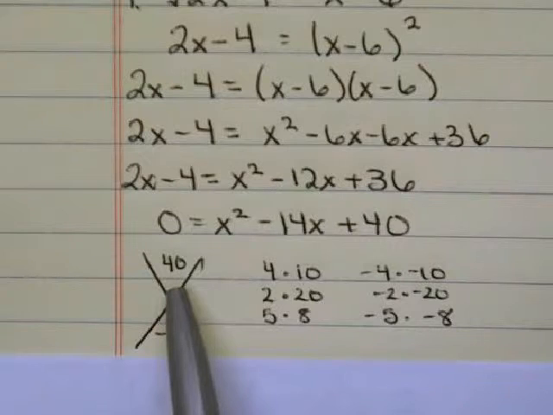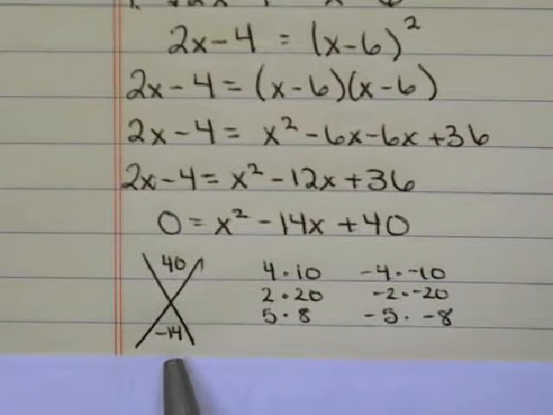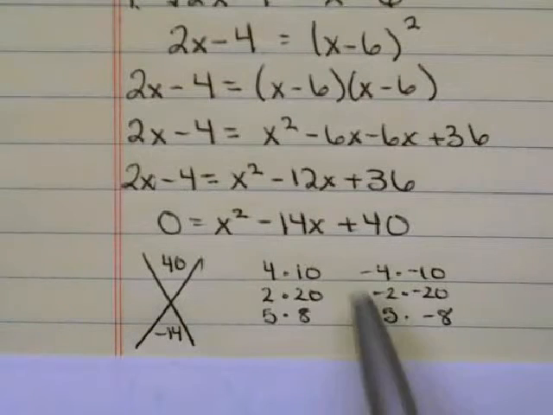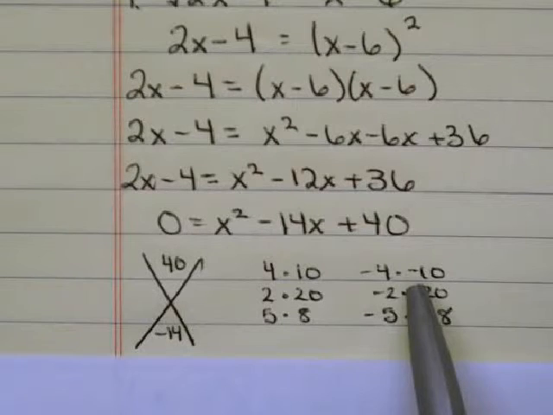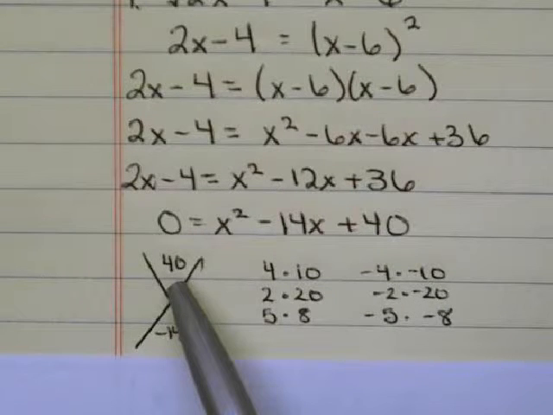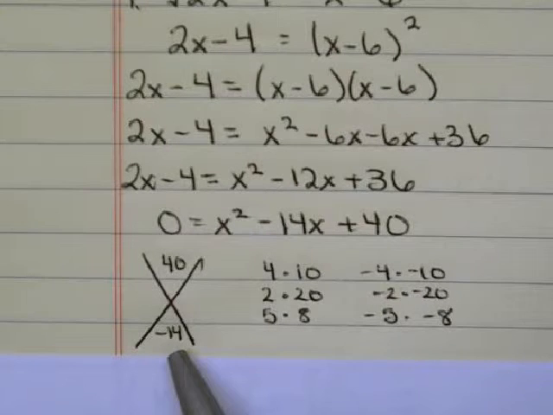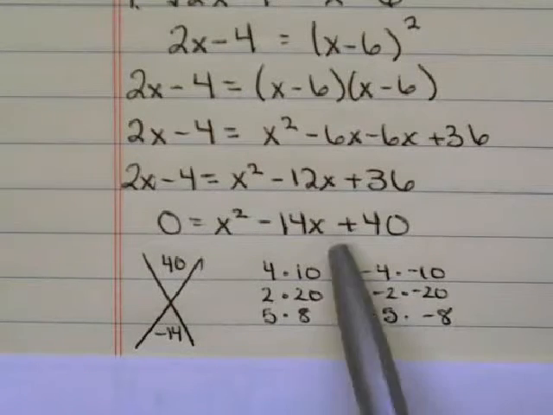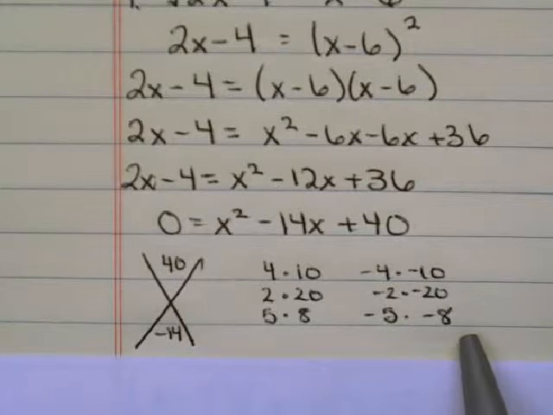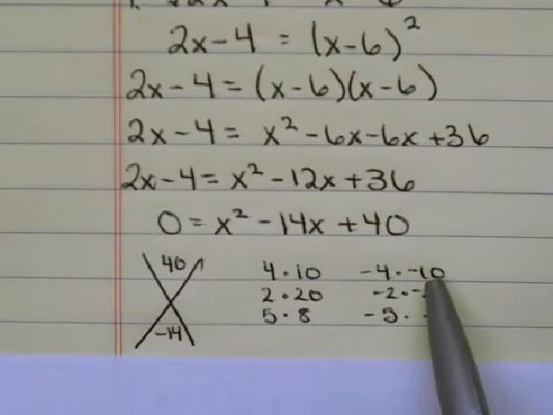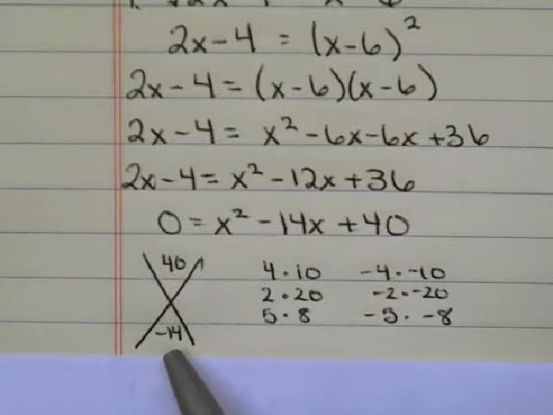I have a times c at the top, so that's 40, and b is negative 14 down here. So I listed out my factors, and you'll notice that I also have the negatives, because remember, negative times a negative does give you a positive, and when I add two negatives, I get another negative, so I know I'm going to want to use this side with the negatives. So negative 4 times negative 10 is a positive 40, and they do add to give you negative 14.